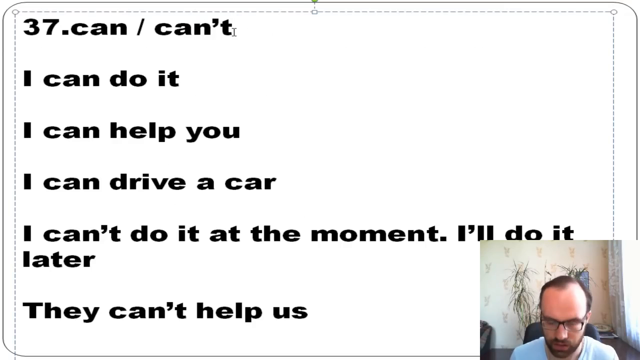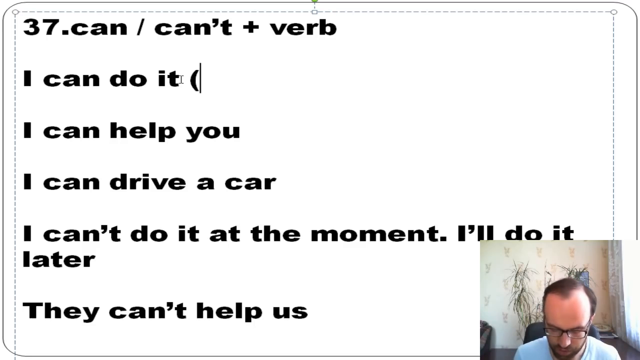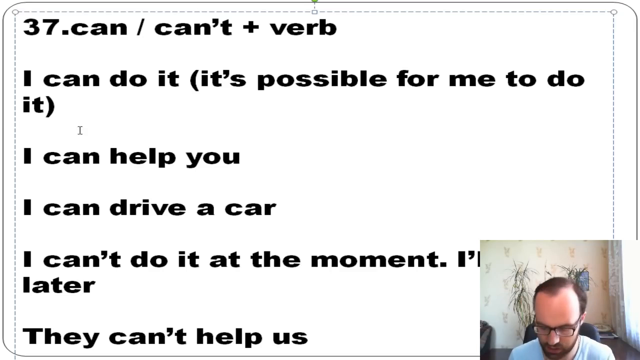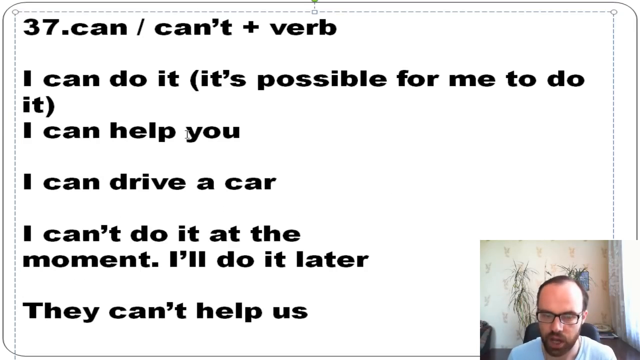Okay, can or can't plus verb. I can do it. It means that it's possible for me to do it. Next. I can help you. I can drive a car, or can't plus verb. I can't do it at the moment. I'll do it later. They can't help us.